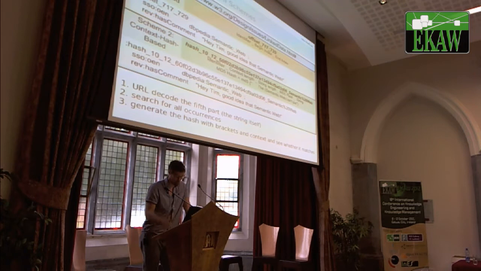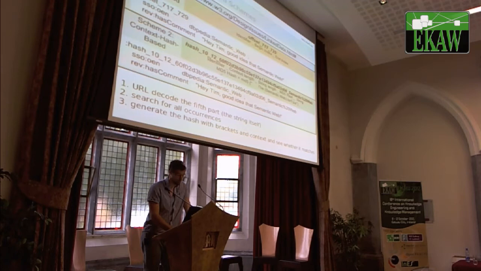So the second one is, first you have an identifier which says hash, which identifies the URI scheme. You have a context length parameter, the string length as such, so semantic web has 12 characters. Then you have a special hash, and here you have the first 20 characters of the string that is denoted by the URI.